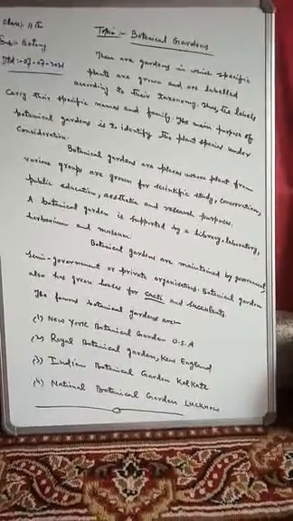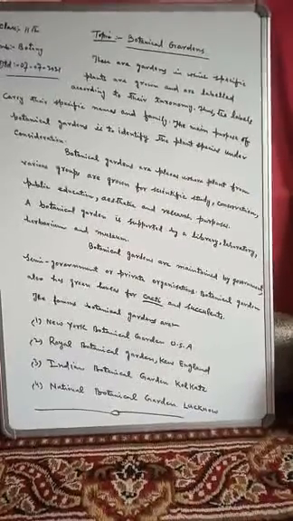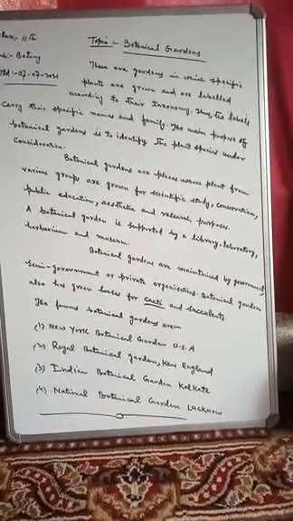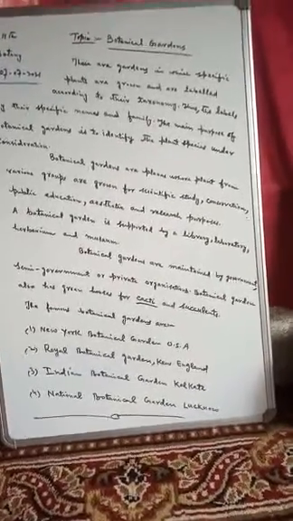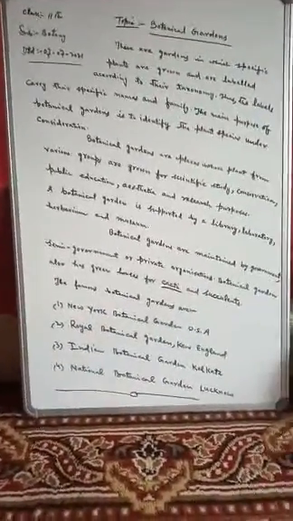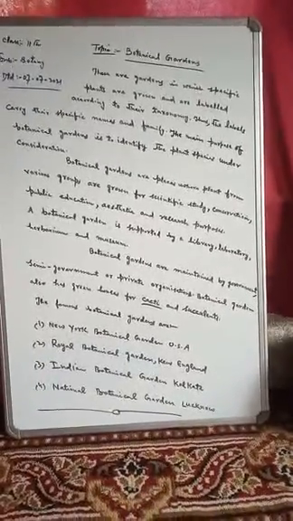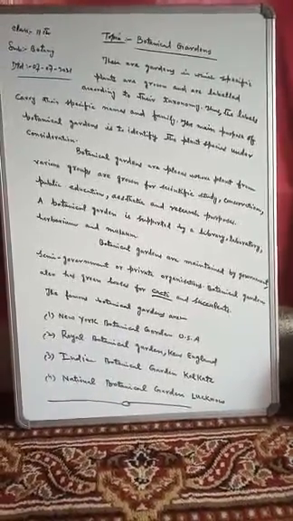Botanical gardens are maintained by government, semi-government, or private organizations. It is not necessary that a single person or only the government can maintain the botanical garden, but these botanical gardens can be maintained by the government, by the semi-government, or by private organizations. A botanical garden also has greenhouses for cacti and succulents.